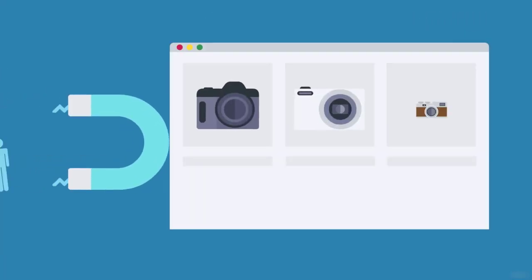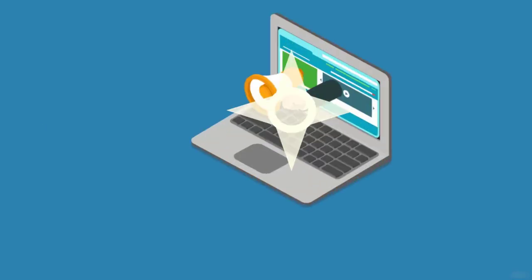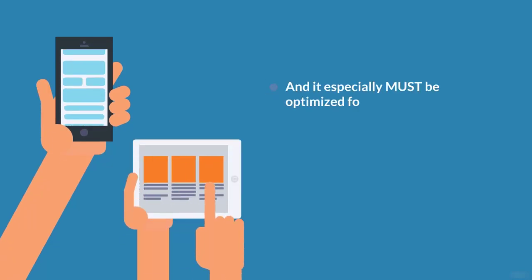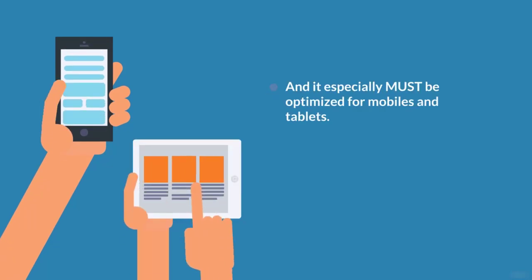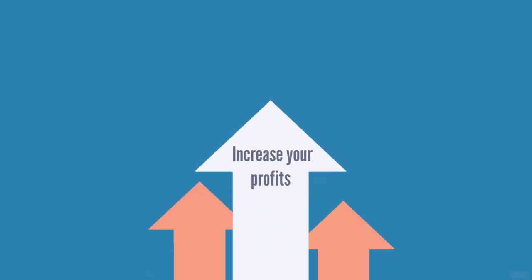It also means that if you want to sell your products or get leads via your website, and you've already optimized for conversions, then your website must be performing well. And it especially must be optimized for mobiles and tablets. This is how you decrease your costs and increase your profits.